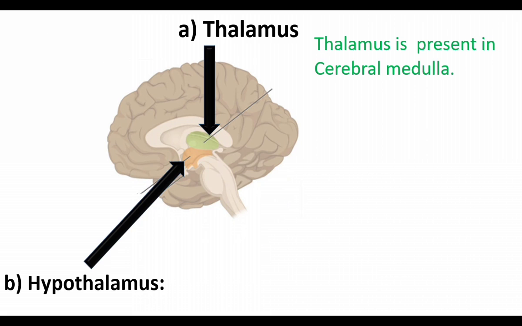This is a side view of the brain, a section view. When the brain is cut into two, we can find this view. Here, this is the thalamus, and the lower part of the thalamus is the hypothalamus.